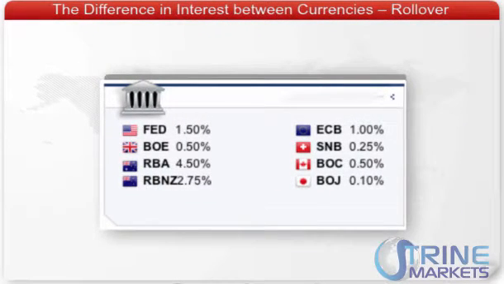Example. When you buy the euro-dollar pair, you buy the euro and you sell the dollar in order to pay for it. The interest in the euro block is 1% and the interest rate in the United States is 1.5%. Since in this case you bought the currency with a lower interest rate, you'll pay the rollover interest, 0.50%, on an annual basis. Conversely, if you sell the euro-dollar currency pair, you'll pay the interest on the euro and you'll gain the interest on the dollar, and you'll receive a rollover interest of 0.5%.